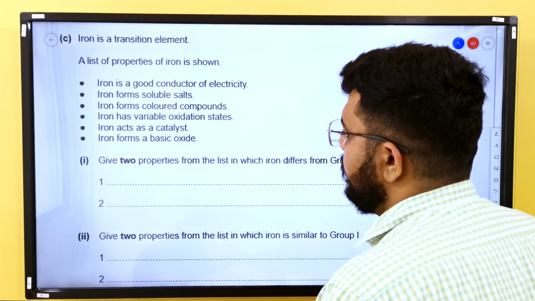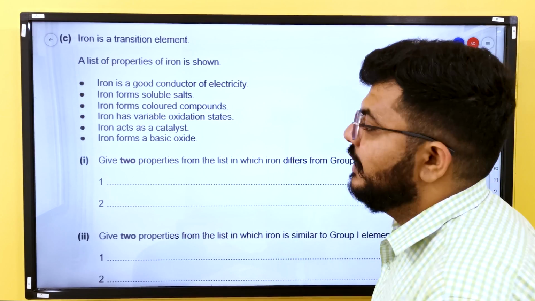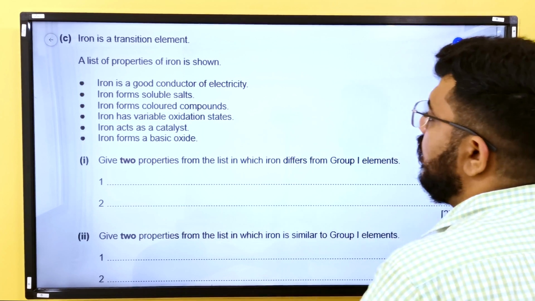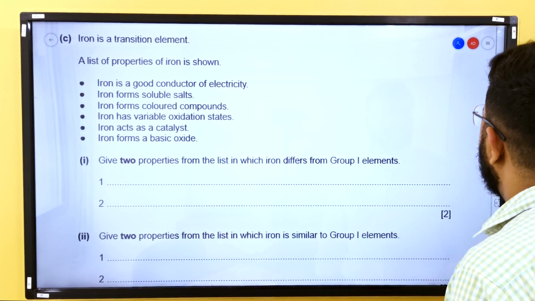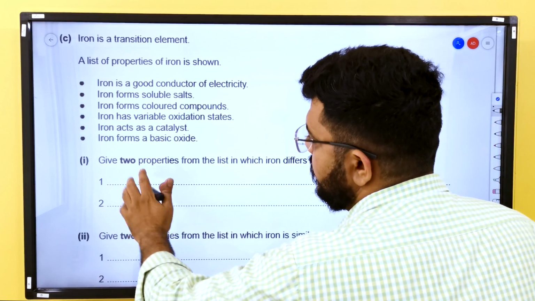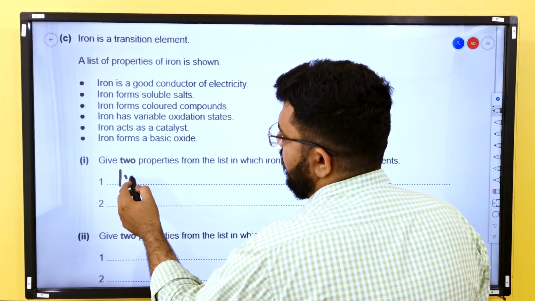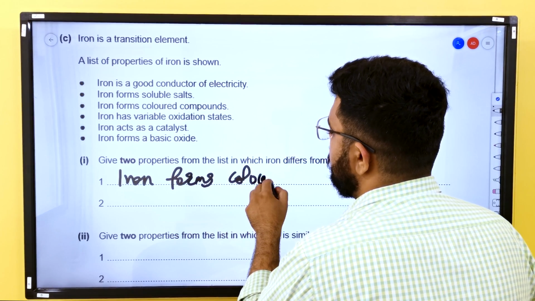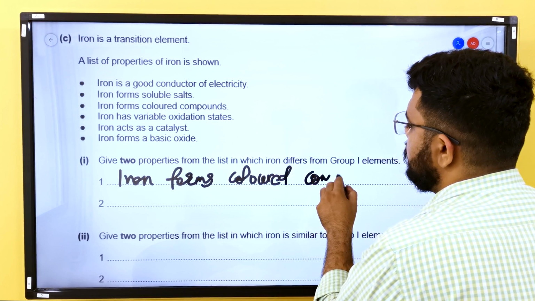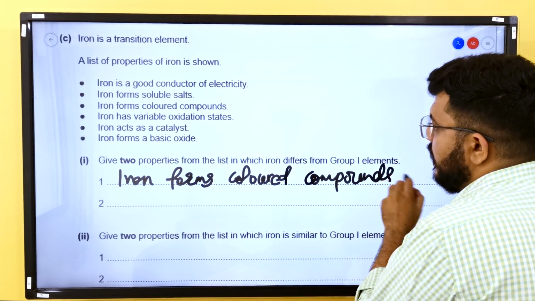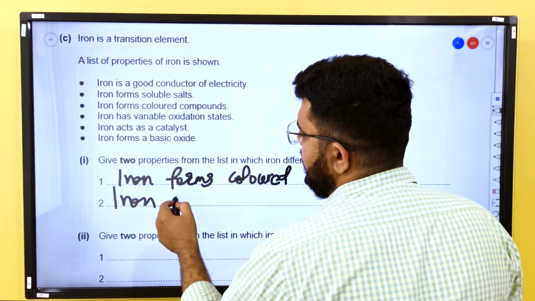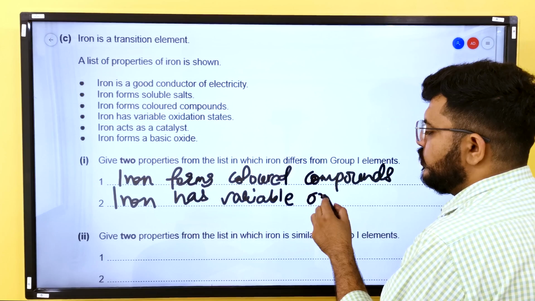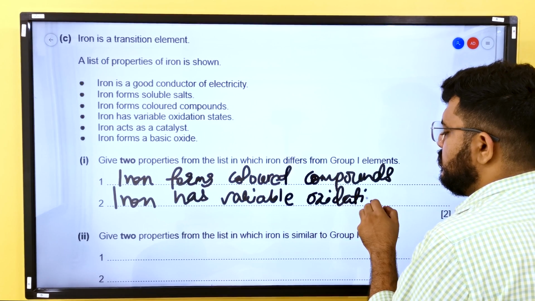Group 1 elements, they cannot act as catalyst, they do not have variable oxidation state, they cannot form colored compounds, right? So we can write any of these three. We have to write just two. So I'll write iron forms colored compounds and iron has variable oxidation state.